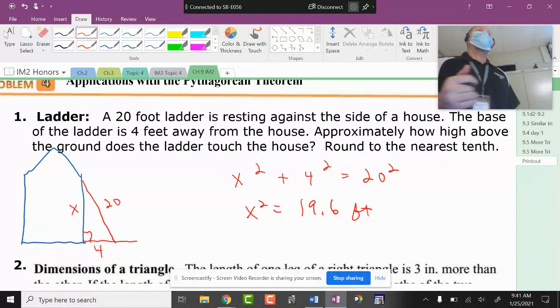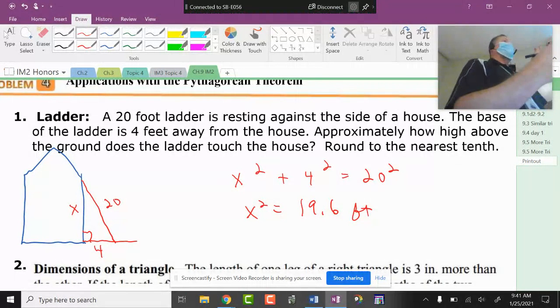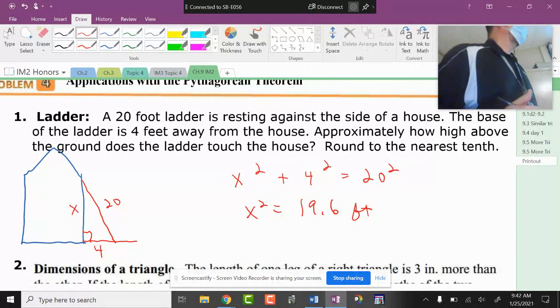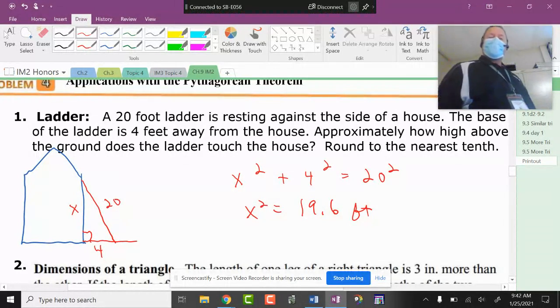Any questions so far before we get into the memorization factor of 45-45-90s and 30-60-90s? In a good spot here. Okay.